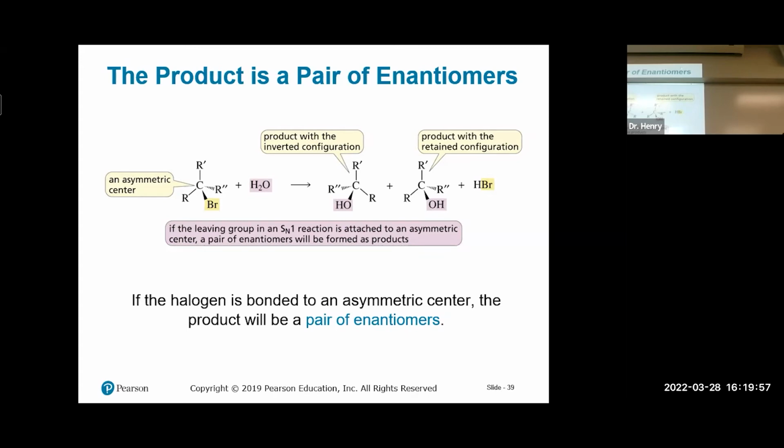And you guys remember rate reactions, right? The rate equals k, where k represents the rate constant, times, in this case, the concentration of the alkyl halide. So for SN1, this is the case.